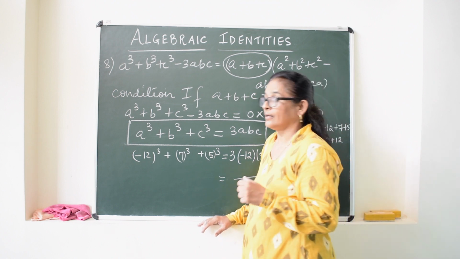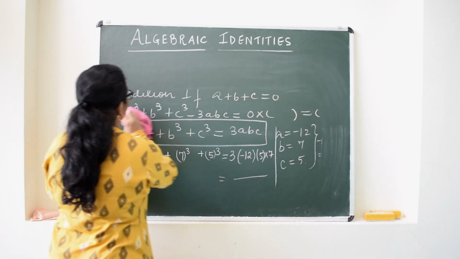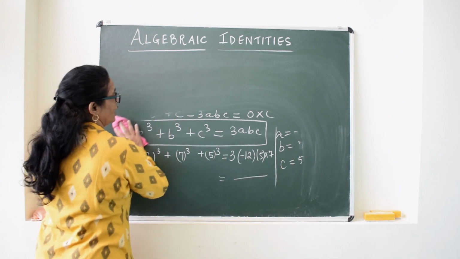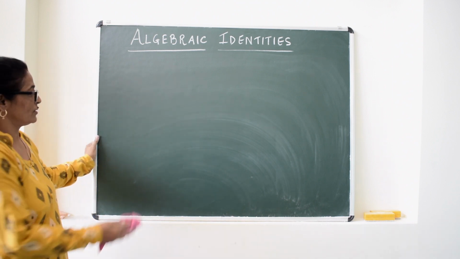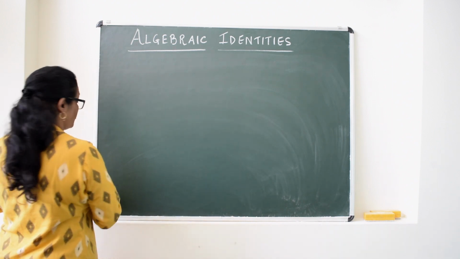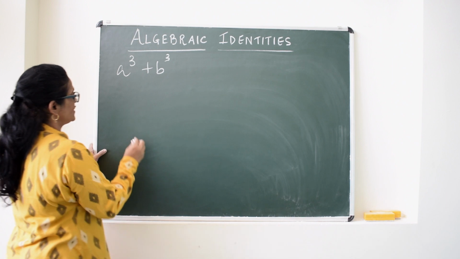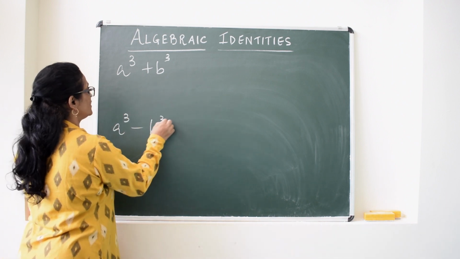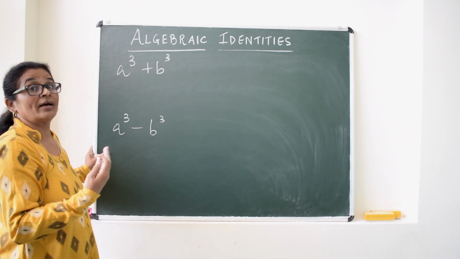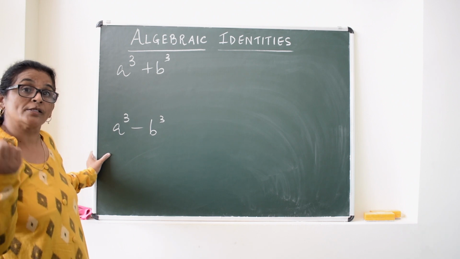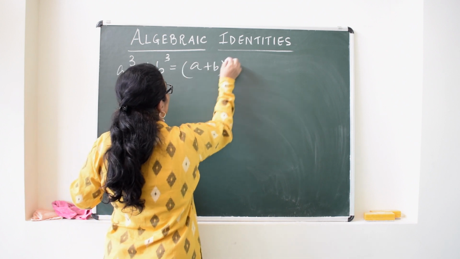So those two cases are used in evaluation, and the other two related to that are used in factorization. So the forms are, one is a cube plus b cube and another one is a cube minus b cube. So when some questions come of the type evaluate and they are given in the form of a cube plus b cube, then in that case we can use this form.